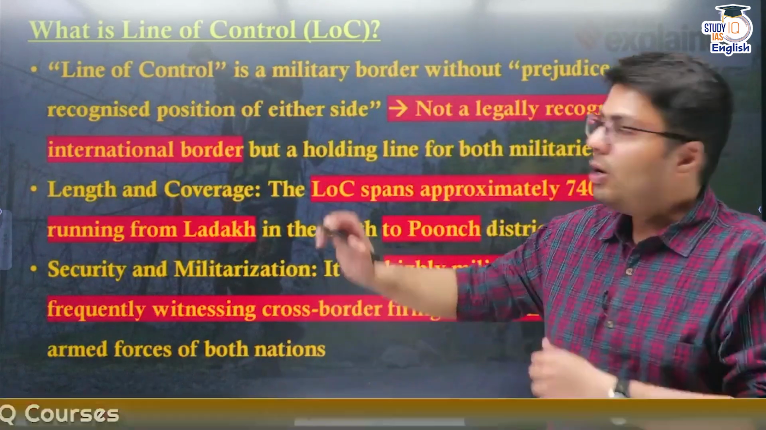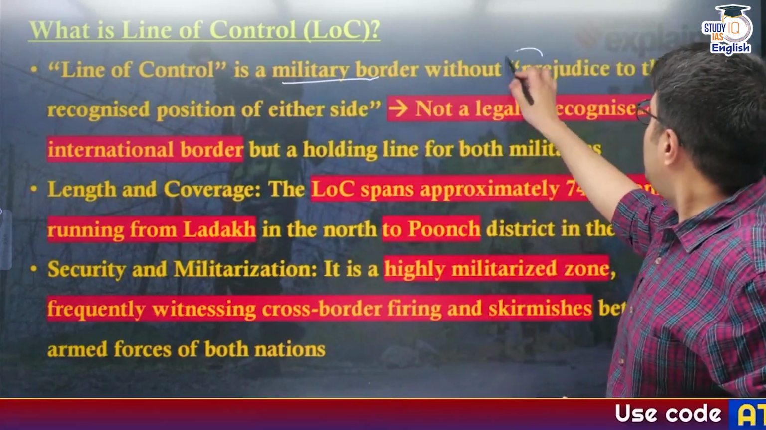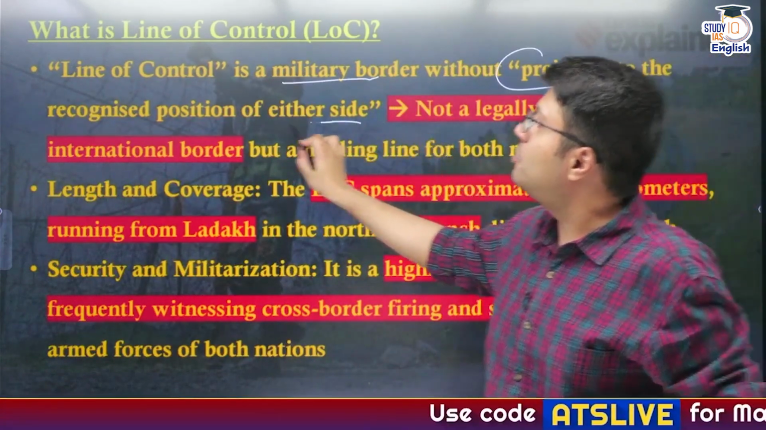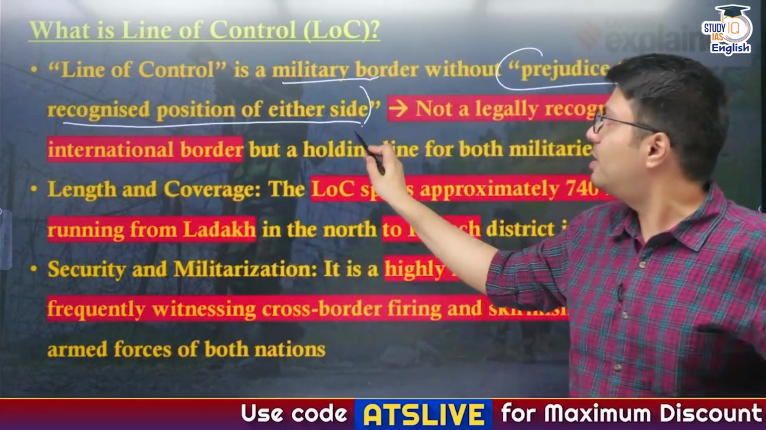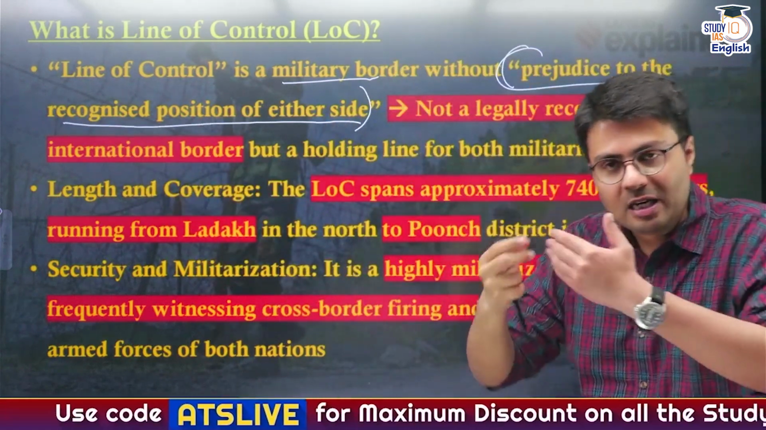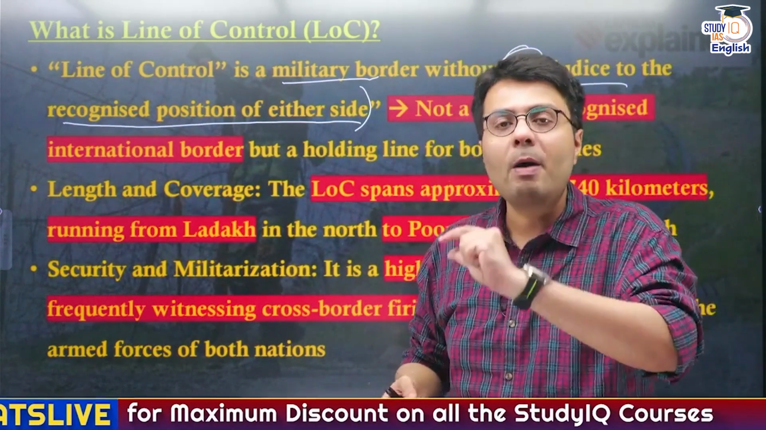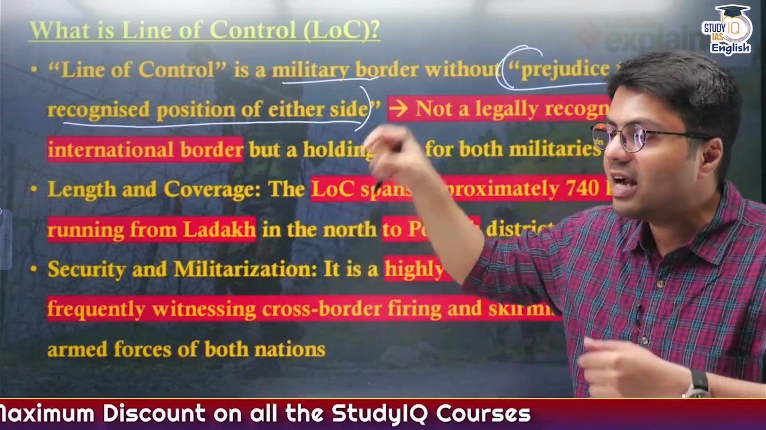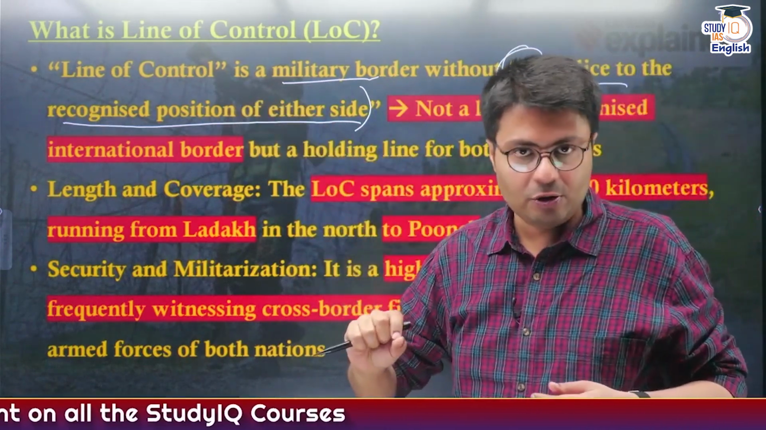Now the Line of Control is the military border without any prejudice to the recognized position of the other side. What is the meaning of this term? That means after agreeing that LoC is the informal boundary, both of these countries recognize that this is not a final boundary between these two countries.